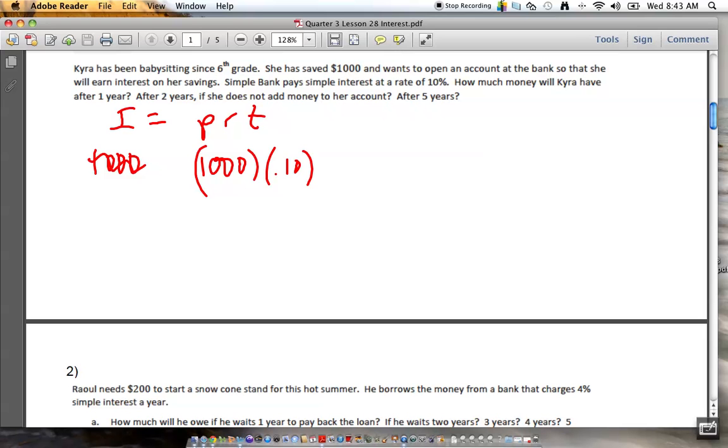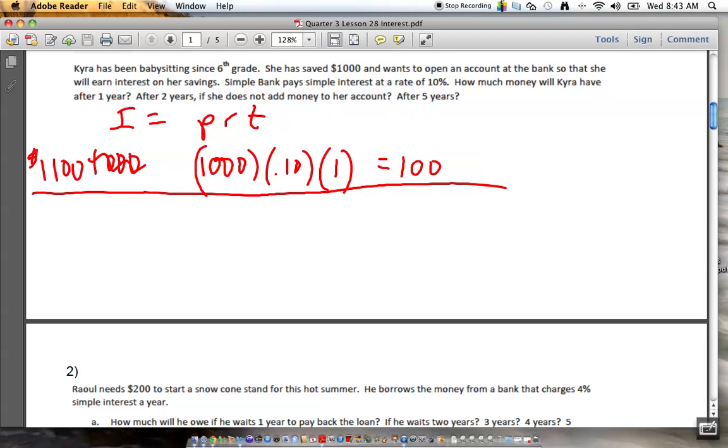Now, how much money will she have after 1 year? So the time is 1. Now, 1,000 times 0.10 times 1 is $100. But that's not how much money she has in the bank. She has 1,100. She has the 100 she earned in interest plus the $1,000 she started with. So she has 1,100 in the bank. Okay, so that's a very basic example of how we compute simple interest. Now let's try the next one. For year 2, how much money does she start with? Hint, it's not 1,000. 1,100, good.